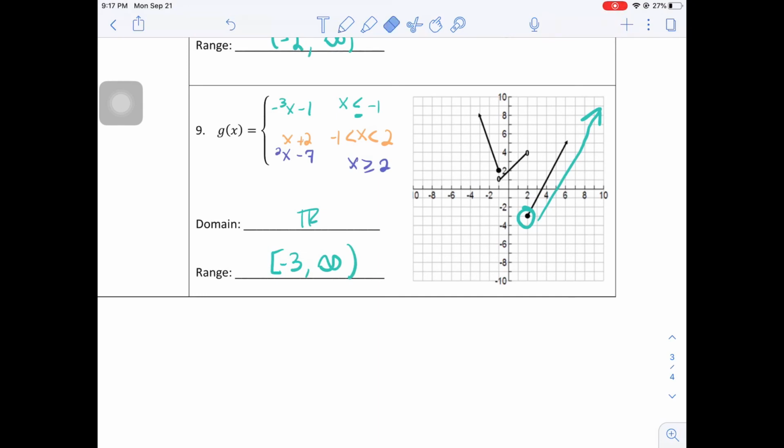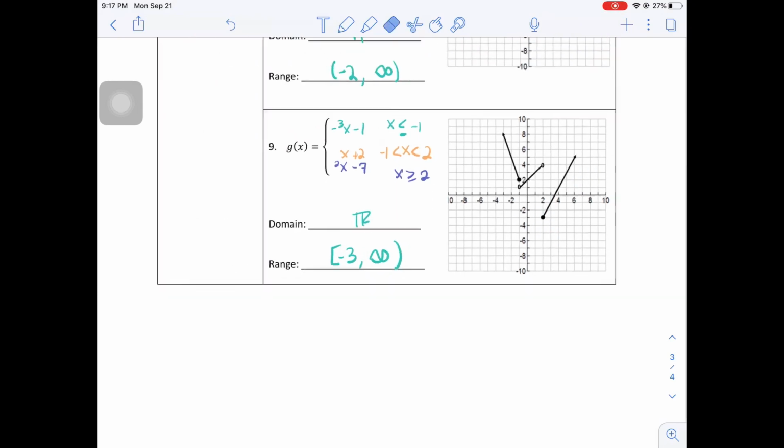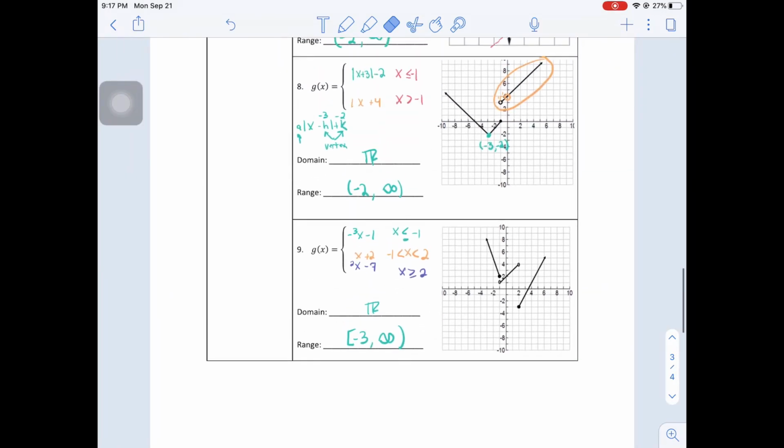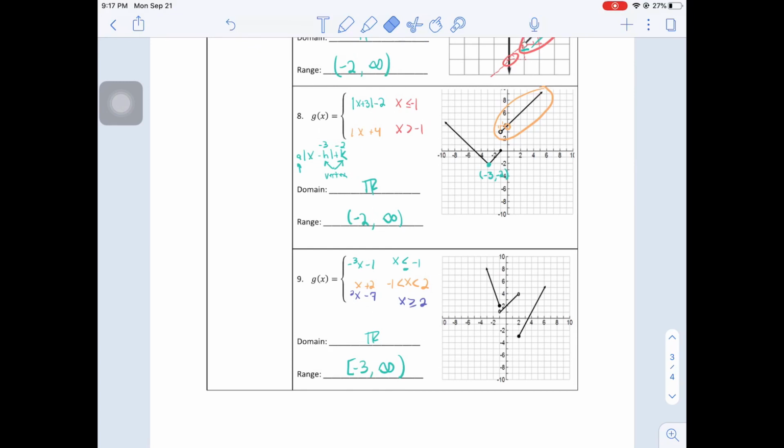Okay. So that is the start of piecewise functions, guys. I know they can be difficult. So please, please, please come with questions if you have them.